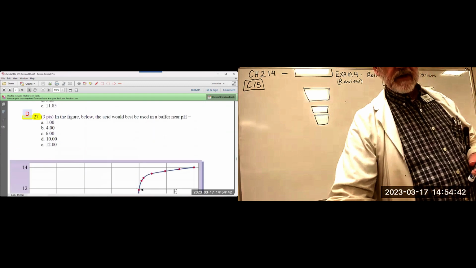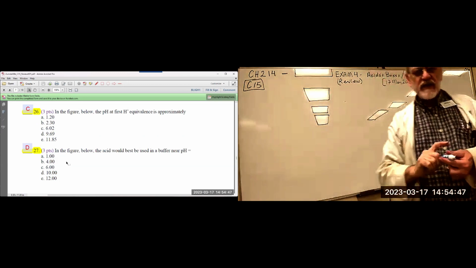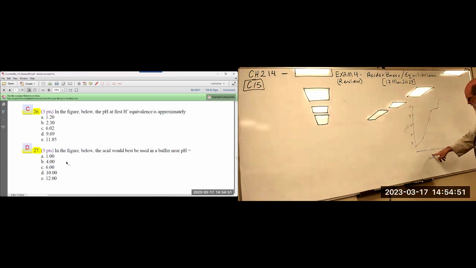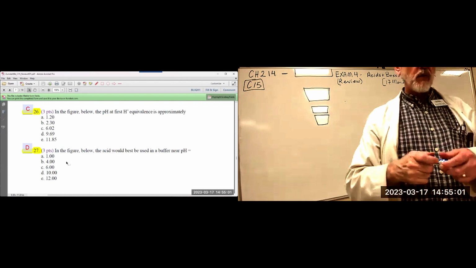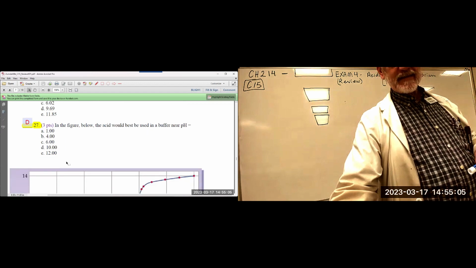So the first question is, at what pH is the first equivalence? So the first equivalence occurs in the middle here, right? pH 6, right there. That's the first equivalence, pH 6, or 6.02. Okay.